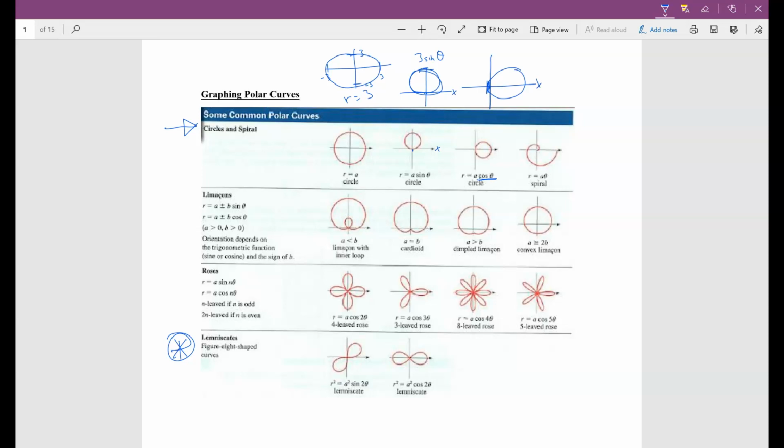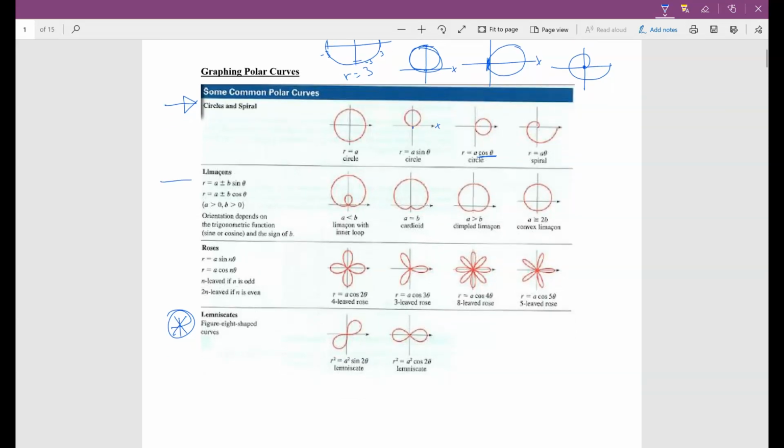Okay. And then finally, if you don't have a cosine, and instead you have something with theta, like 3 theta, then what you're going to end up getting is a weird spiral, which we call the Archimedes spiral, and it keeps going. Okay, so that's what we get. All right, so that's the first kind of case.